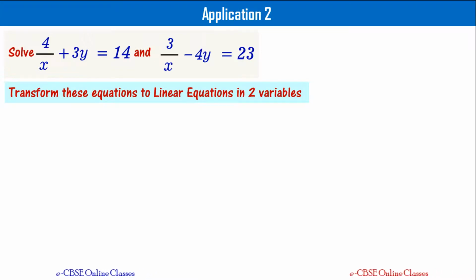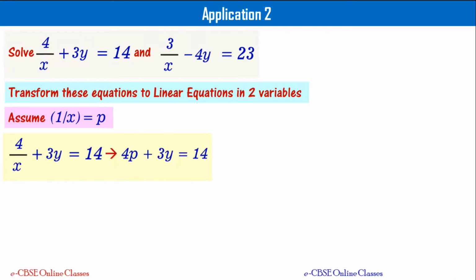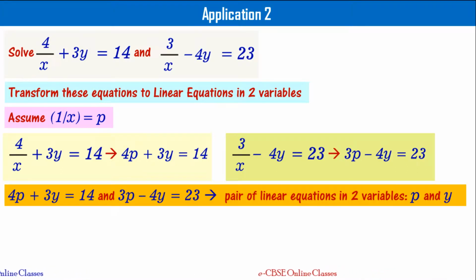To do that, what we have to assume is 1 by x equal to p. We don't need to worry about y because the power of y is already 1, which is a positive integer. So when you substitute 1 by x equal to p into the first equation, it becomes 4p plus 3y equal to 14. And when you substitute the same into the second equation, it becomes 3p minus 4y equal to 23. Now we can say that 4p plus 3y equal to 14 and 3p minus 4y equal to 23 is a pair of linear equations in two variables. Those are p and y. Please take a note of that.